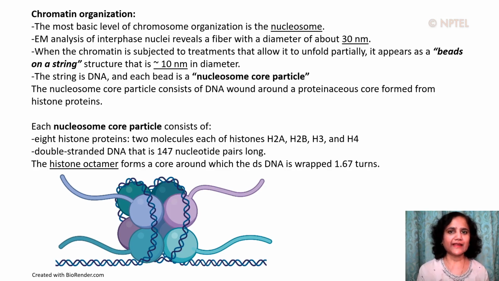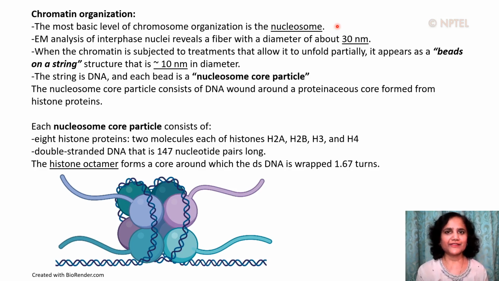The most basic level of chromosome organization is the nucleosome. EM analysis of the interphase nuclei reveals a fiber with a diameter of about 30 nanometers. You might have seen this in your books. And when the chromatin is subjected to treatments that allow it to unfold partially, then it appears as a thinner beads on a string structure that is about 10 nanometers in diameter.